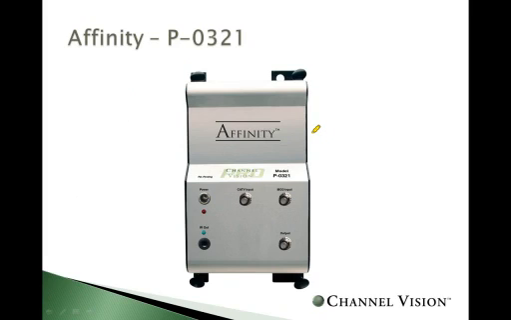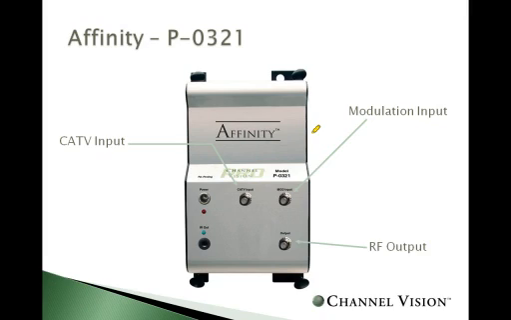To take a look at the anatomy of this device, we'll break it down. First here, you're going to have your cable input from the cable provider, CATV input. On the other side, you have a modulated input from your existing modulator or your Channel Vision Series modulator. RF output to be distributed to the rest of the televisions in the house, as well as an IR output for control.